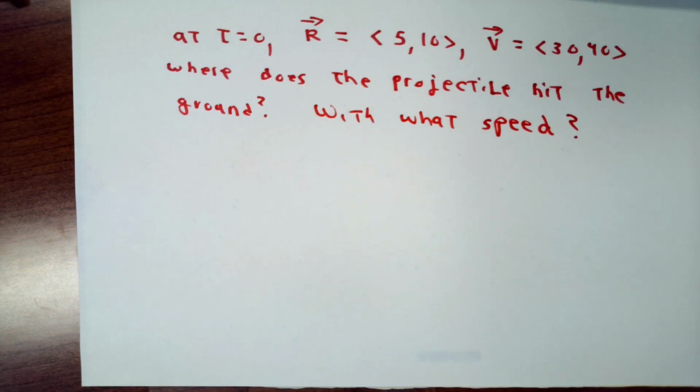At t equals 0, some object has position vector 5, 10, meaning x is 5 and y is 10. I'll be using feet for my units of measurement and seconds for time. At that same initial time, t equals 0, the velocity vector has components 30 and 40 feet per second, respectively. I'd like to figure out where the projectile hits the ground and how fast it's going when it does so.